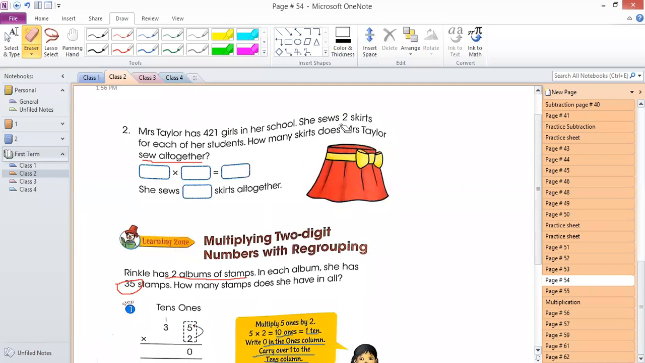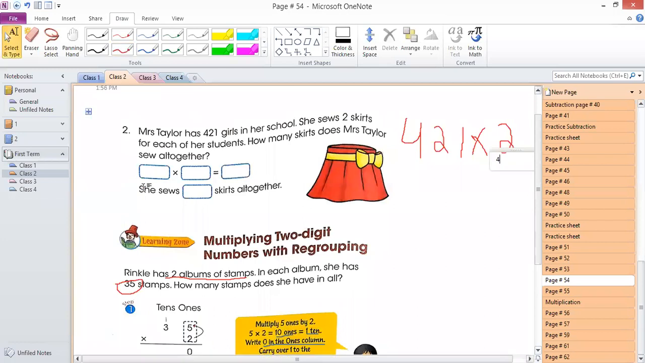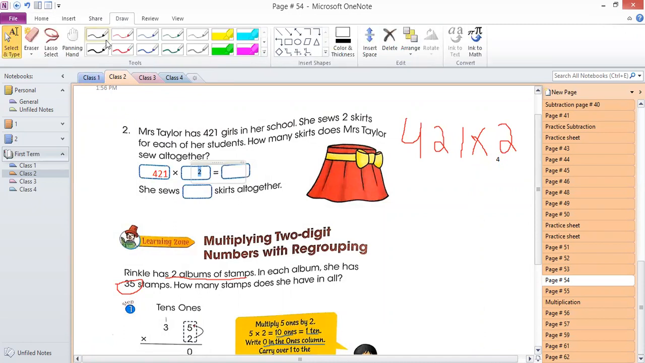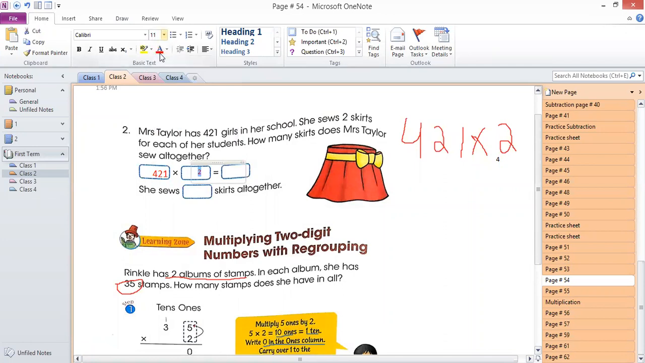How many skirts does Mrs. Taylor sew all together? So guys, how many total girls are there? The total girls are 421. And for each girl, Mrs. Taylor sews 2 skirts. If you want to find out how many skirts she sews all together, just multiply 421 by 2. So I will write here 421, multiplied by 2, and that will give you the answer. We will check what will be the answer for that. 421 multiplied by 2 equals to what?